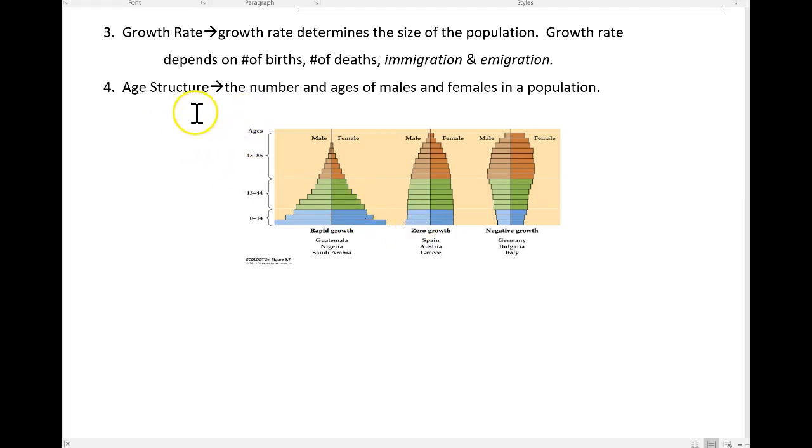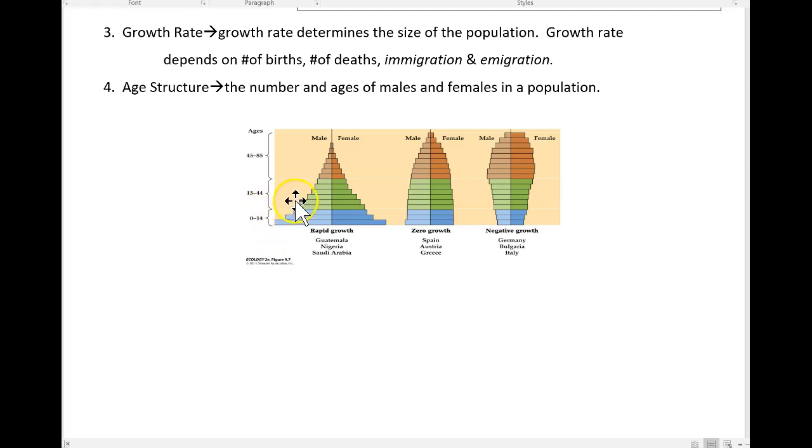These are called age structure graphs, and what they do is they tell you the number and the ages of males versus females. So this side of the graph for this particular chart is for males, and this side is for females. And this represents Guatemala and Nigeria and Saudi Arabia. And as we go to the bottom levels, in these three rows, this is children ages 0 to 14.